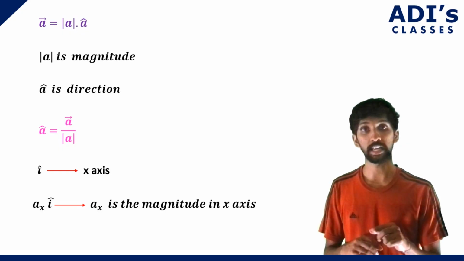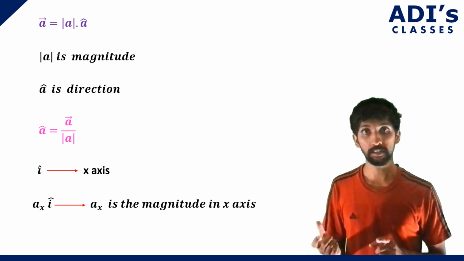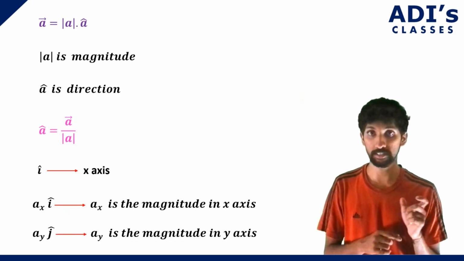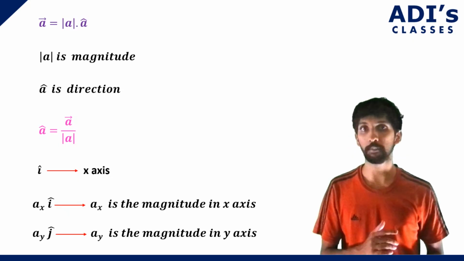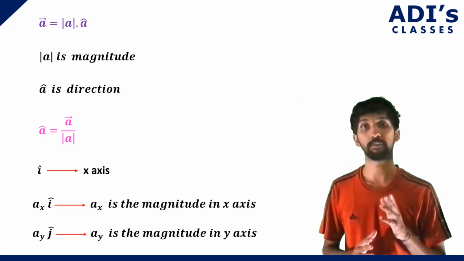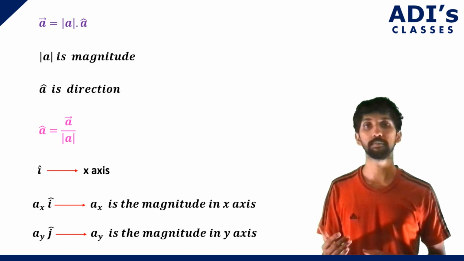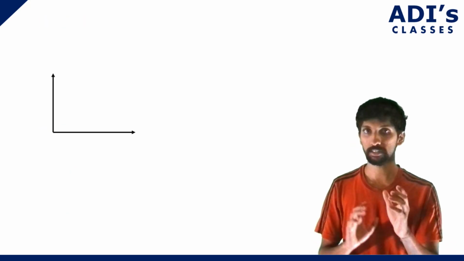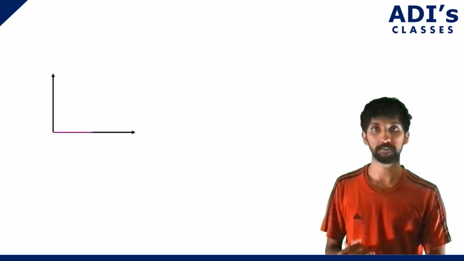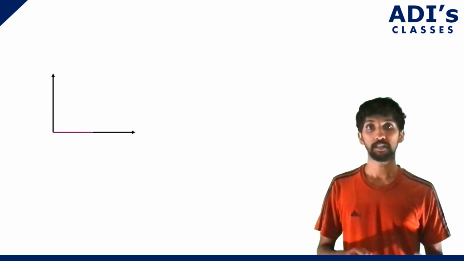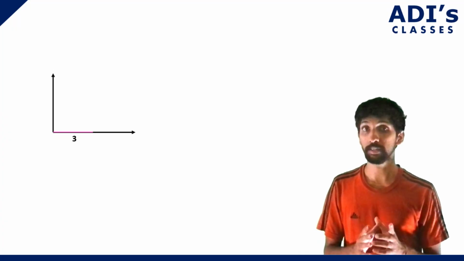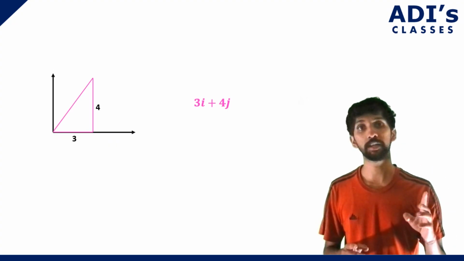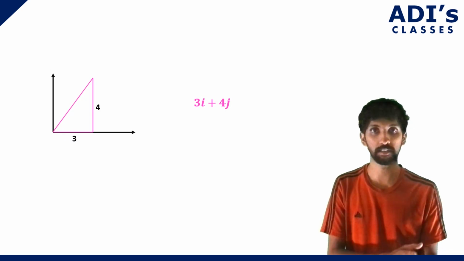So when you write ax into i cap, it means the vector has a magnitude of ax in the x-axis direction. Same thing, ay into j cap. j cap is always associated with the y-axis. So ay into j cap basically says ay units in the y-axis direction. For example, suppose I say 3i plus 4j, meaning plus 3i and plus 4j, correct? That means positive 3 units you are moving in the x-axis direction and positive 4 units you are moving in the y-axis direction. That is 3i plus 4j.